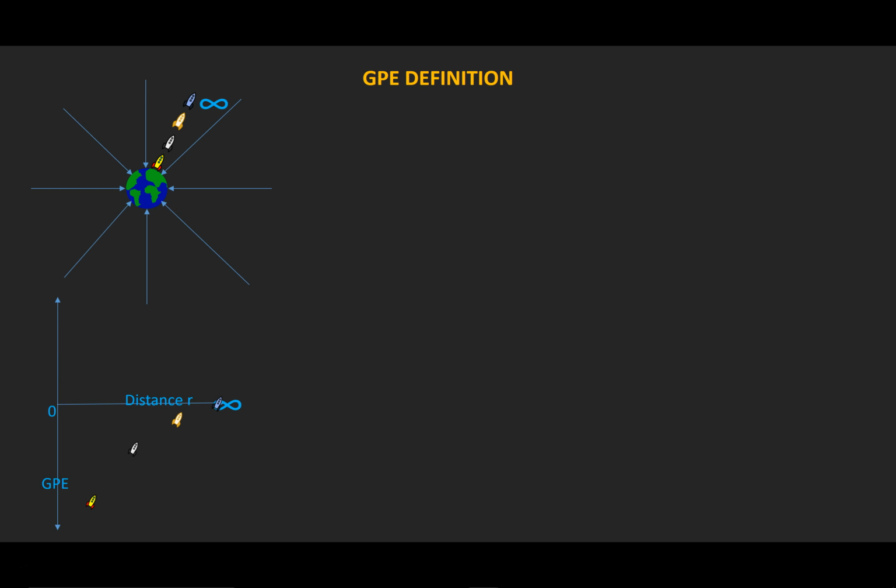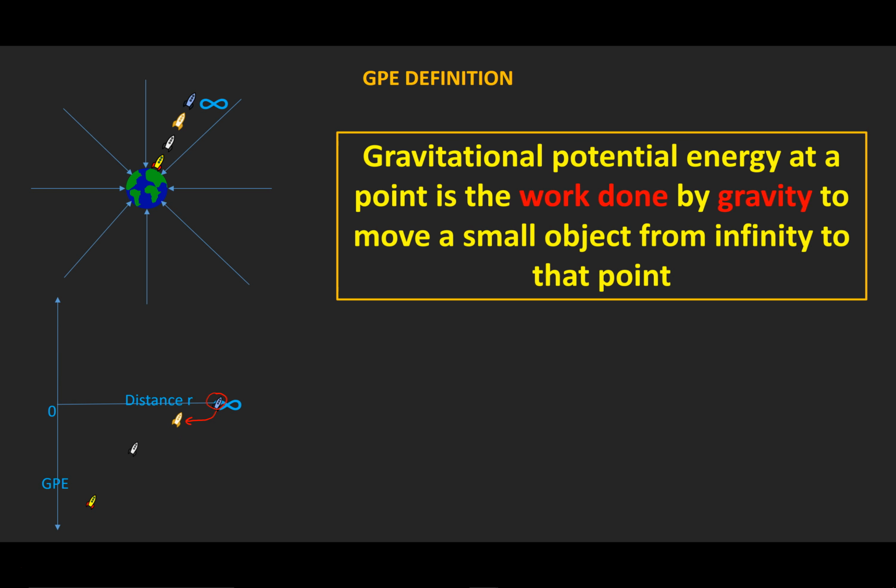And so this means that we can have a new definition for gravitational potential energy. If my rocket is within a field at infinity, gravity will do work to move it closer to the planet. And so my official definition for gravitational potential energy is the work done by gravity to move a small object from infinity to that point in the field. And the closer I am to my planet, the more work has to be done by gravity to get me from infinity to that point.